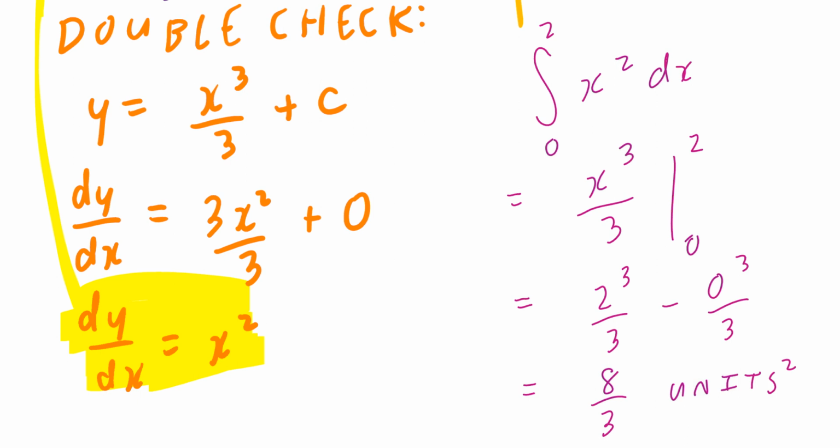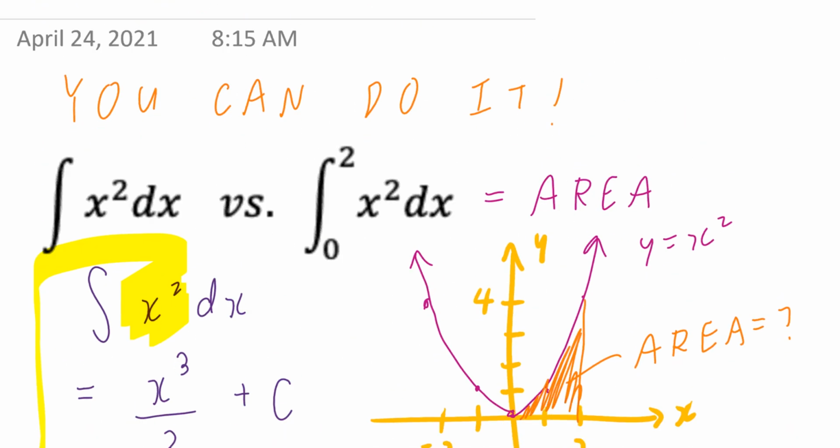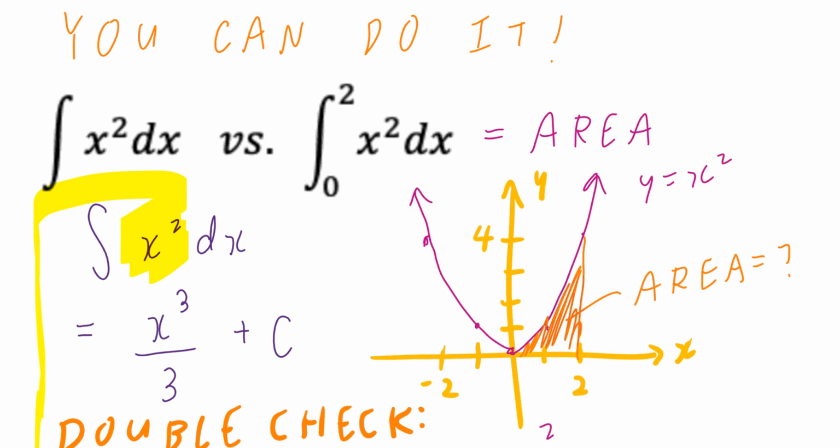Now, to summarize this, again, what is the difference here? In the first case, when you take the integration of x squared with respect to x, this is also known as an indefinite integral. And in the second case, when you're finding the area, these are called definite integrals.